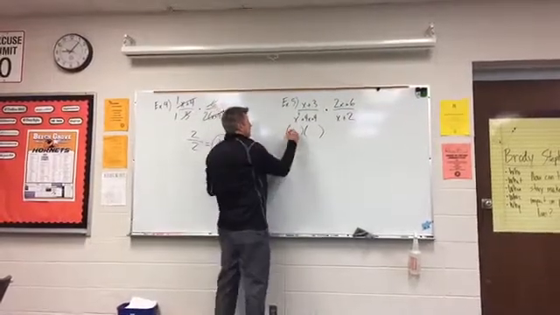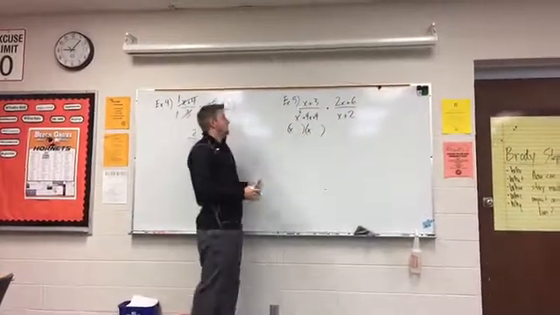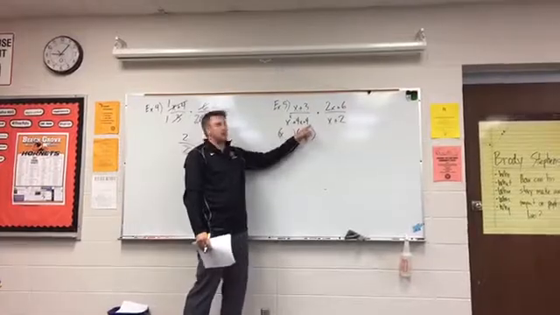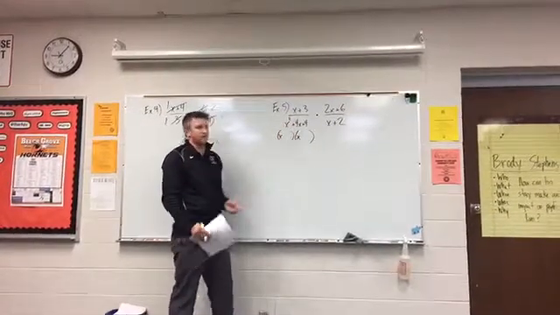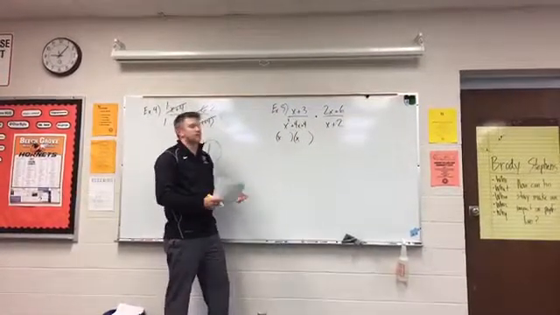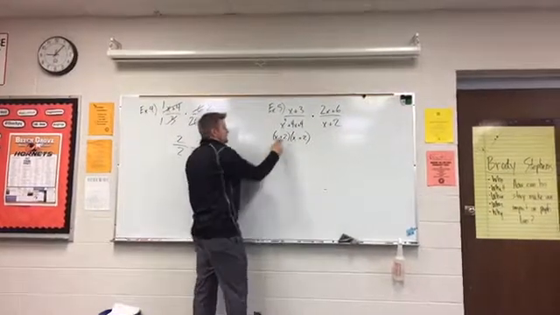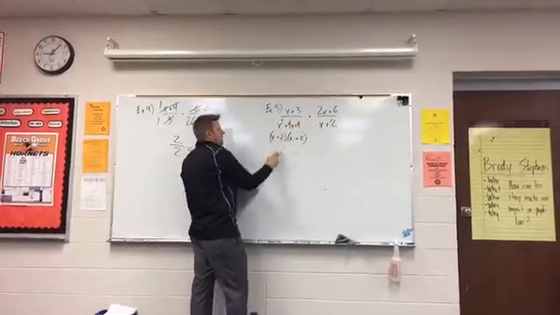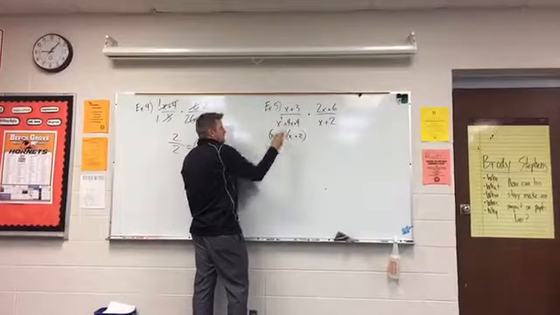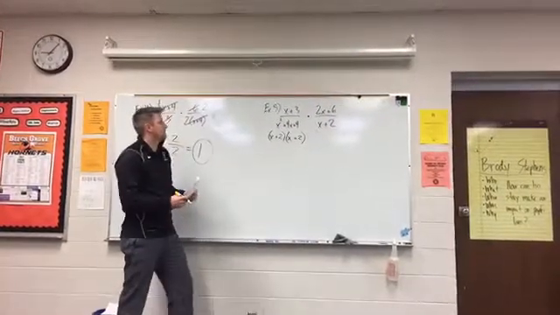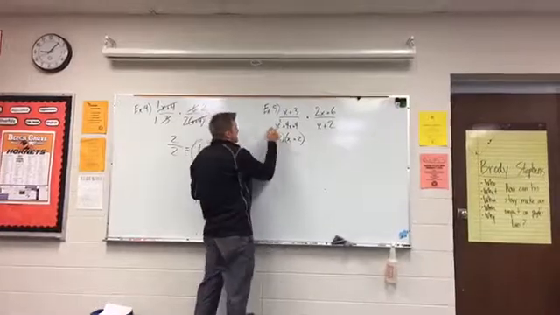X is going to go in front of each parenthesis. And then I'm trying to figure out, well, what times what will give me 4, and add to give me 4? Well, 2 and 2. So if I put a plus 2 and a plus 2, I know that 2 times 2 gives me positive 4. 2 plus 2 will give me a positive 4 as well. So that works out.